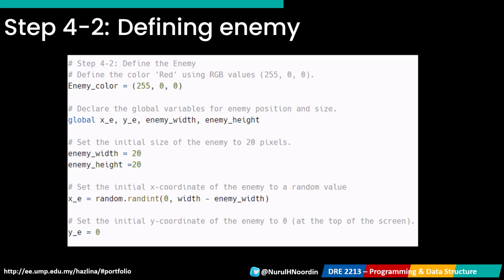Finally, we set the initial y coordinate of the enemy to 0. This means the enemy starts at the top of the screen. As the game progresses, we'll update the coordinate to make the enemy move downwards. Remember, this is a pixel coordinate.